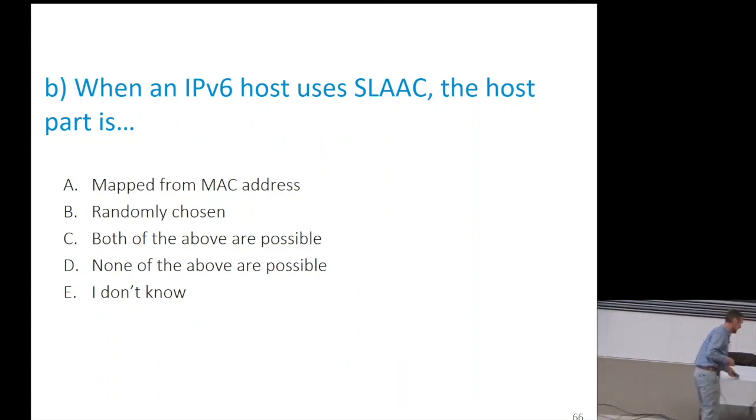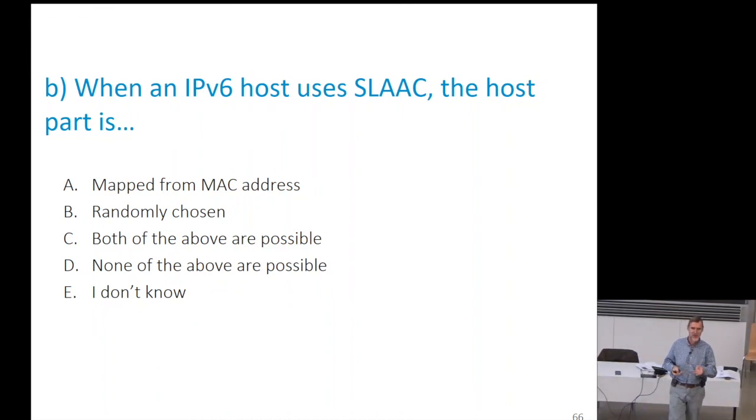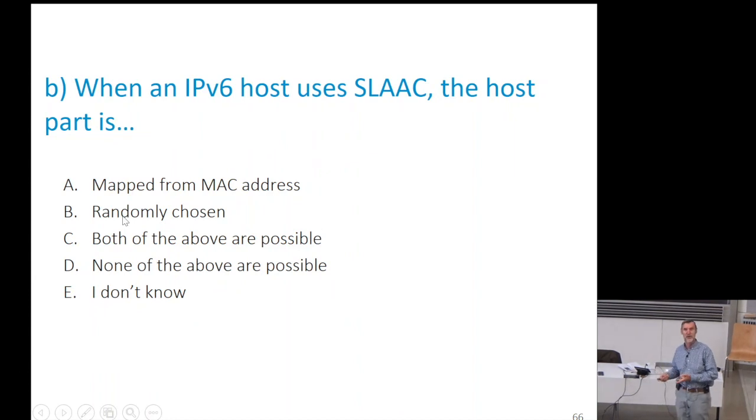With IPv6, there is no standard that says what is the host part. You can do whatever you want. And typically, the map from the MAC address is what is done very often. That's what we will do in the lab. But it can also be randomly chosen, for example, if you want to have temporary addresses where you don't leak privacy.